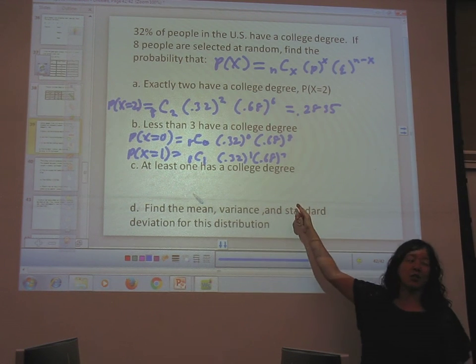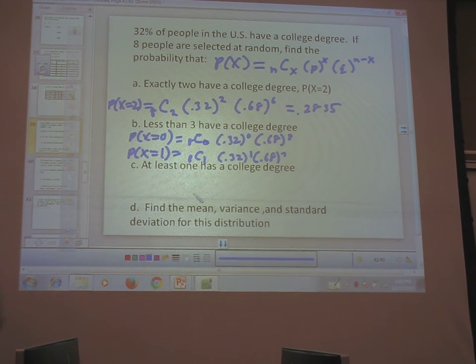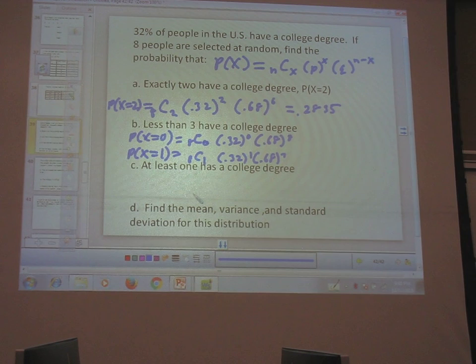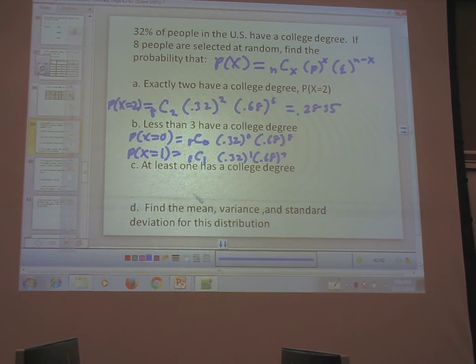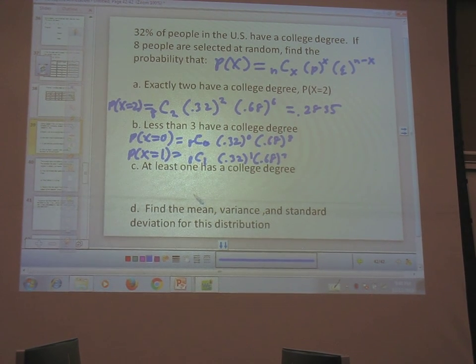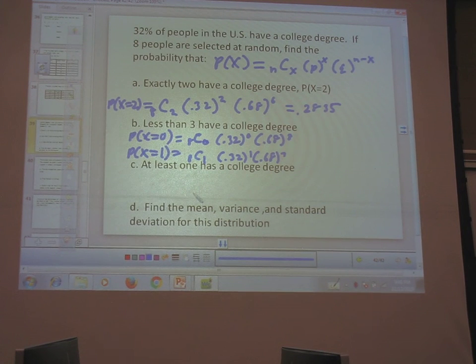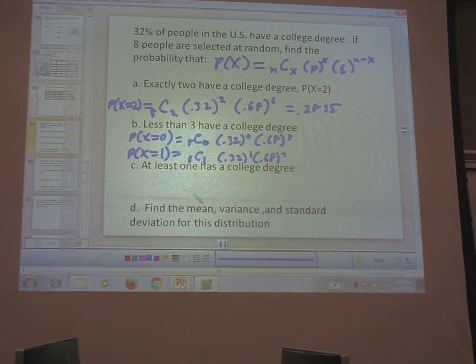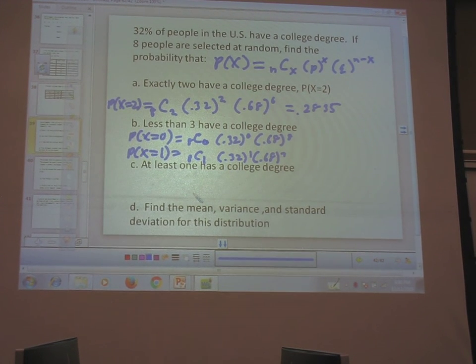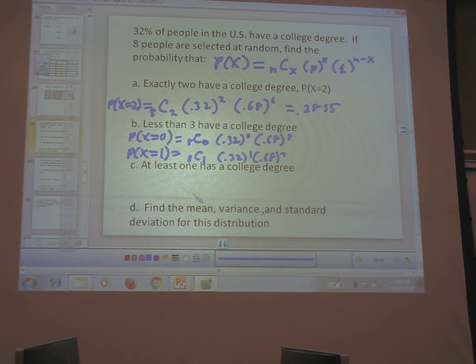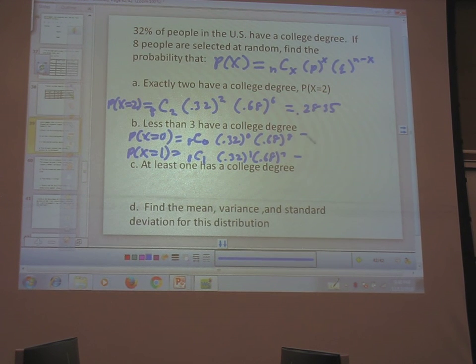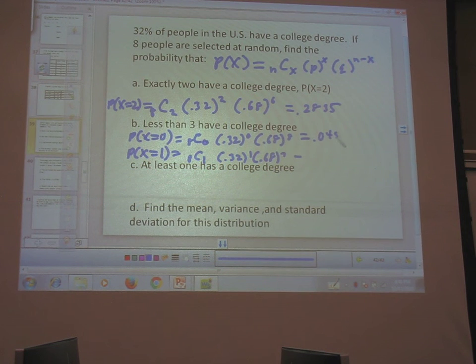At least one has a college degree. We've found the probability of 0. The probability of 0 is 0.68 to the 8th power. So what do you guys get for at least one has a college degree?